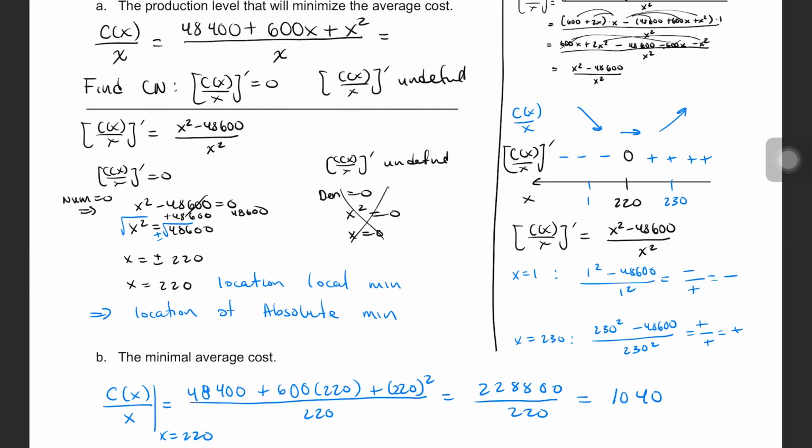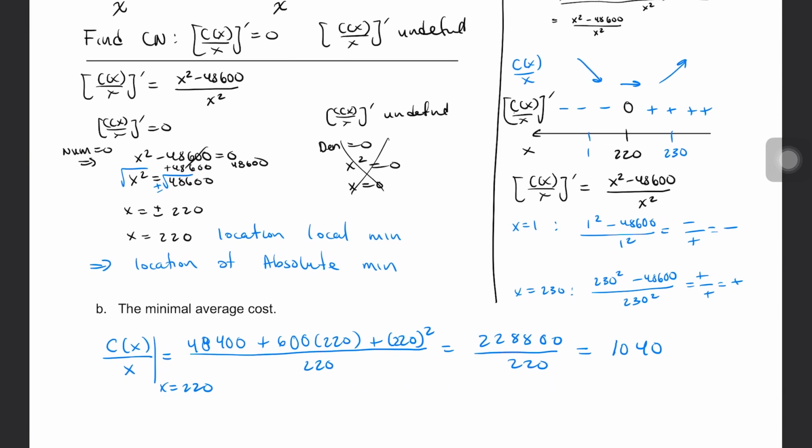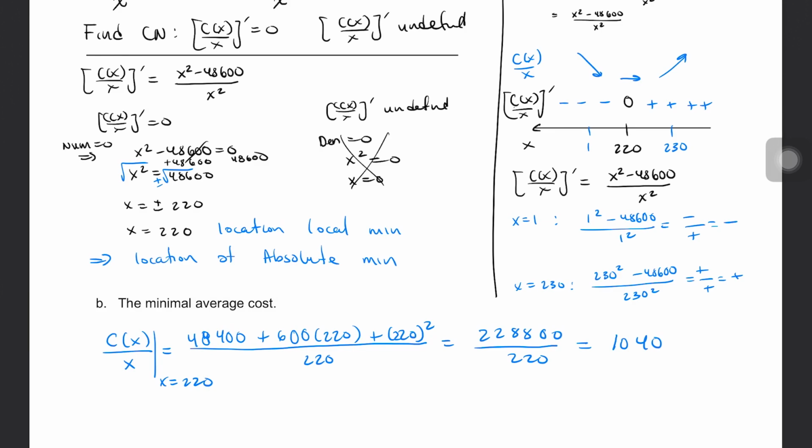So the minimal average cost will be $1,040. So the minimal average cost of producing x items, or in this case 220 items, is $1,040, right? And that will give you the minimum average. That's the lowest average cost that you're going to have in this cost function.